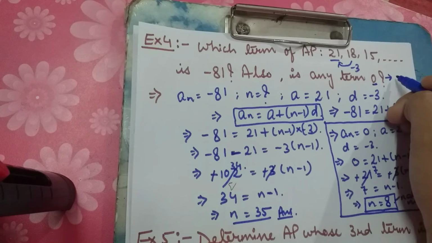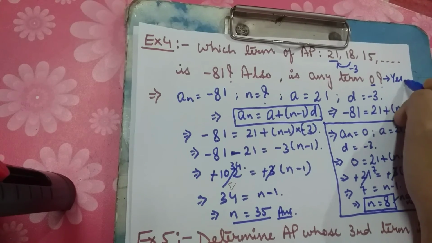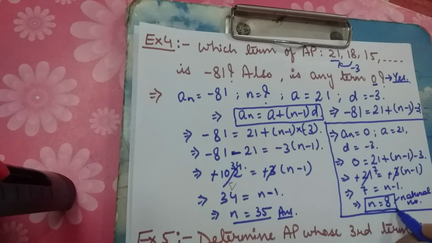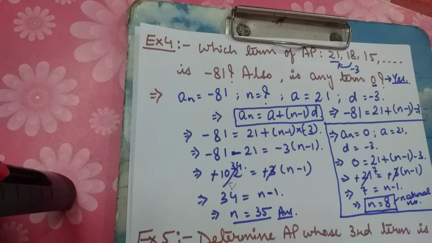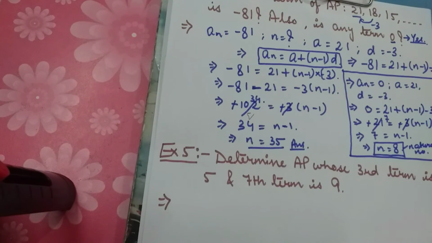so yes, is there any term having value 0 in this AP? So yes, answer will be yes, and that term will be what? 8th term. That 8th term will have the value 0 in this AP series. Hope both parts of the question are clear. Okay, moving on to the next example.